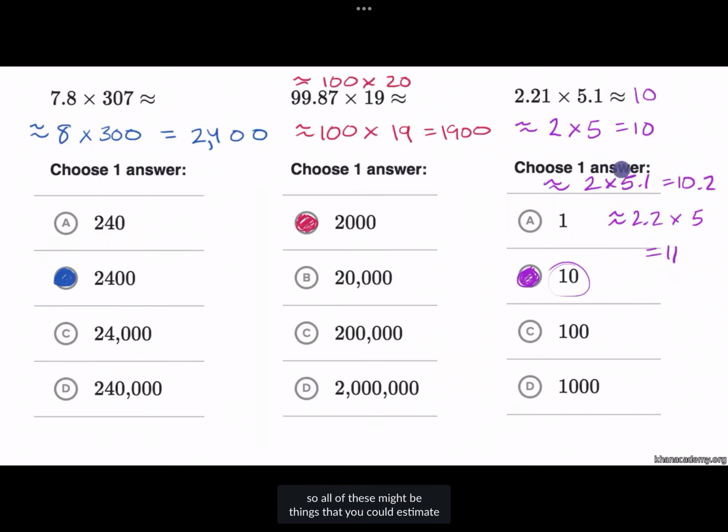So all of these might be things that you could estimate that you might be able to do in your head. But the important thing to realize is however you do it, by far, 10 is going to be the closest response. And 10 would be a very natural estimation if you try to simplify both of these numbers when making that estimate.